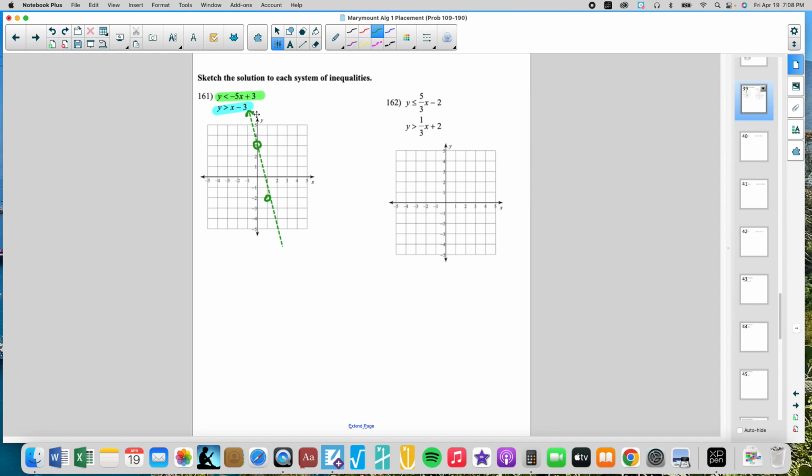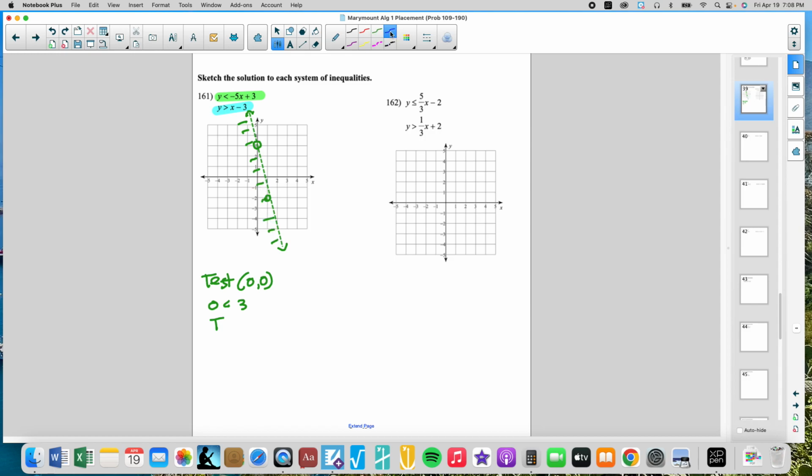And now I have to shade. It's almost like the inequality when you had 1, you're just going to do it twice. So I'm going to test 0, 0 for the green equation. 0 less than 3, because that 0 will cancel this. Is 0 less than 3? That's true. So I'm going to do baby hairs going this way because that is where all the trues are.